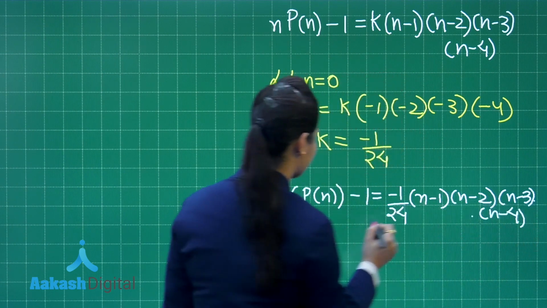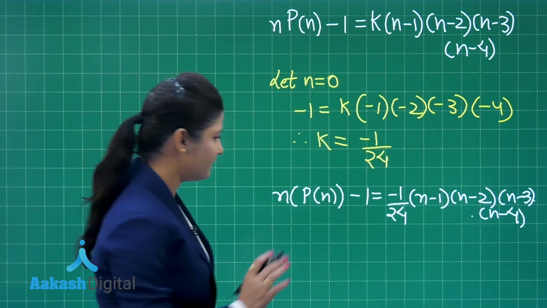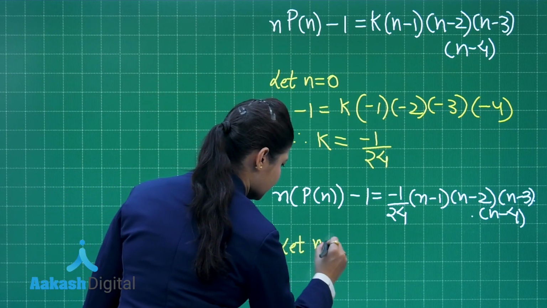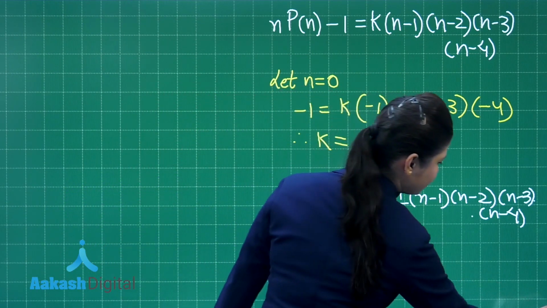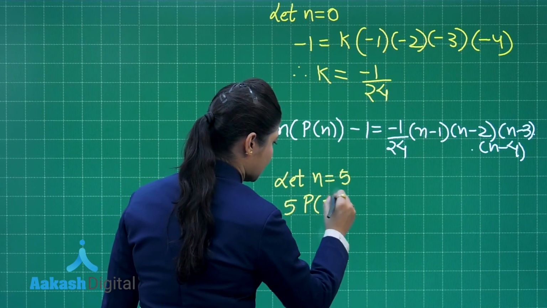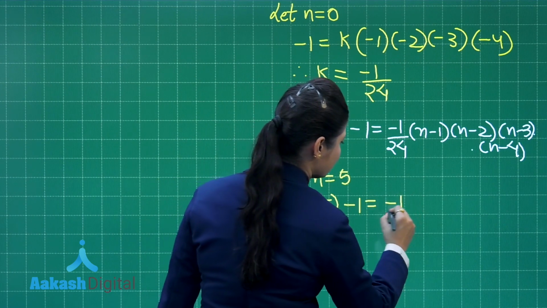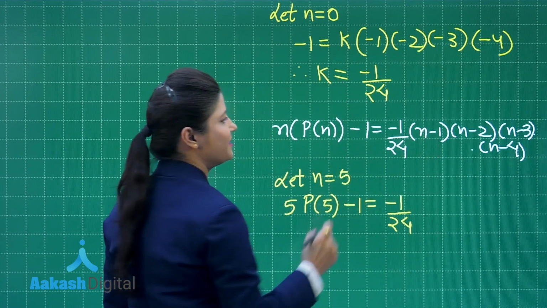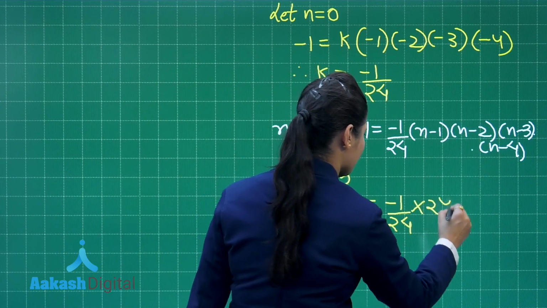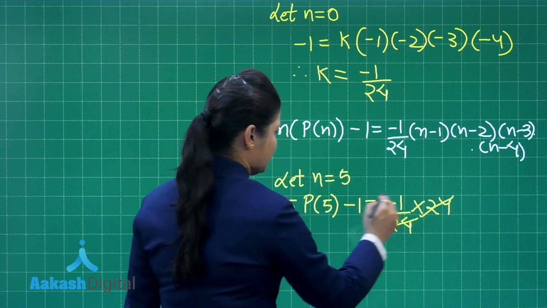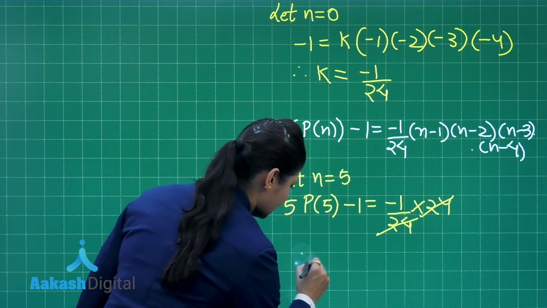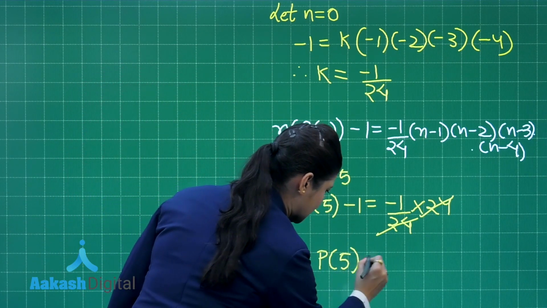So, this is obtained as we need here the value of p of 5. Let's substitute here n as 5. If I consider here n as 5, let's see what we get in this case. I will be getting here 5 into p of 5 minus 1. This is equal to minus 1 upon 24. When you put here n as 5, you get here 4 into 3 into 2 into 1, that is also 24. So, this simplifies. Then minus 1 is transposed to the other side, resulting 0. So, I get here the value of p of 5 equal to 0.